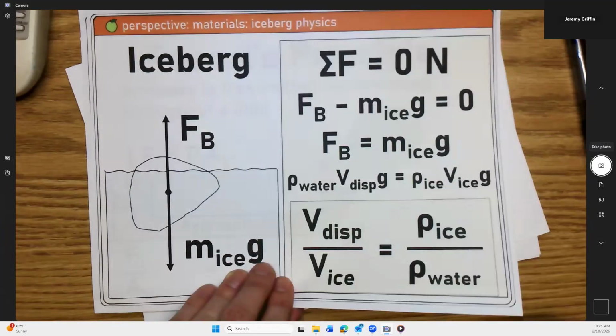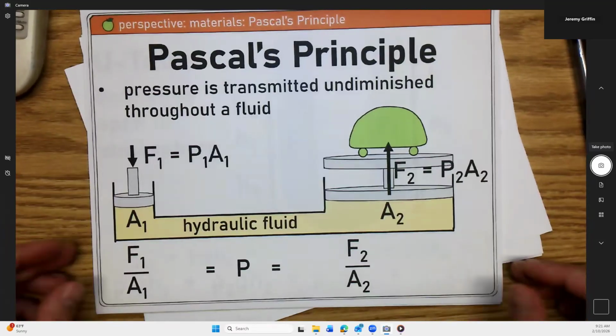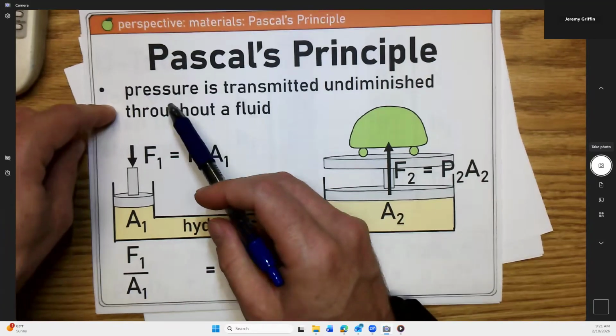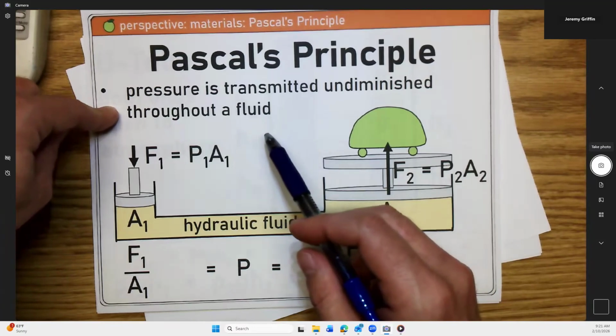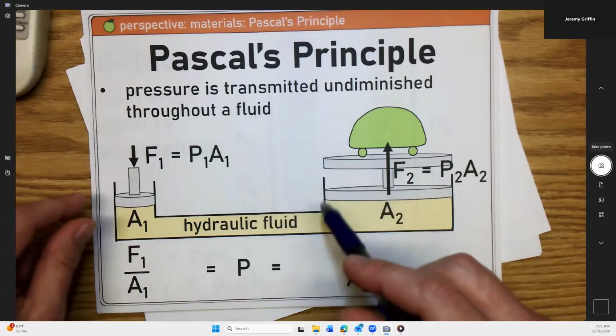All right. Pascal's principle. Oftentimes worded like this: pressure is transmitted undiminished throughout a fluid.